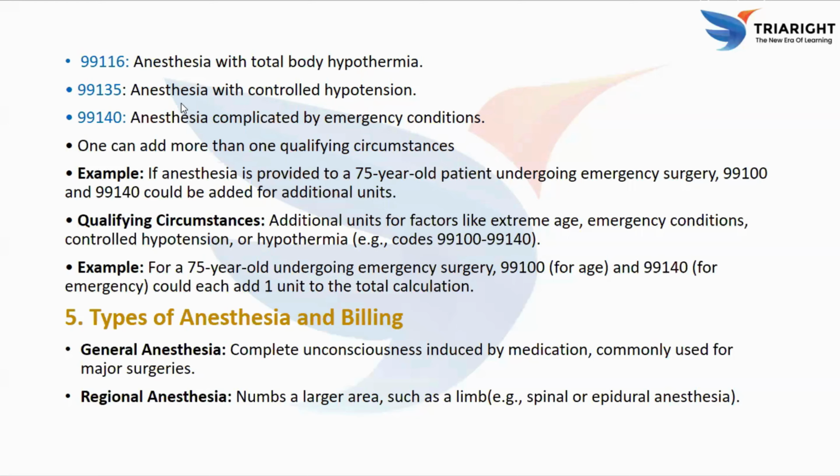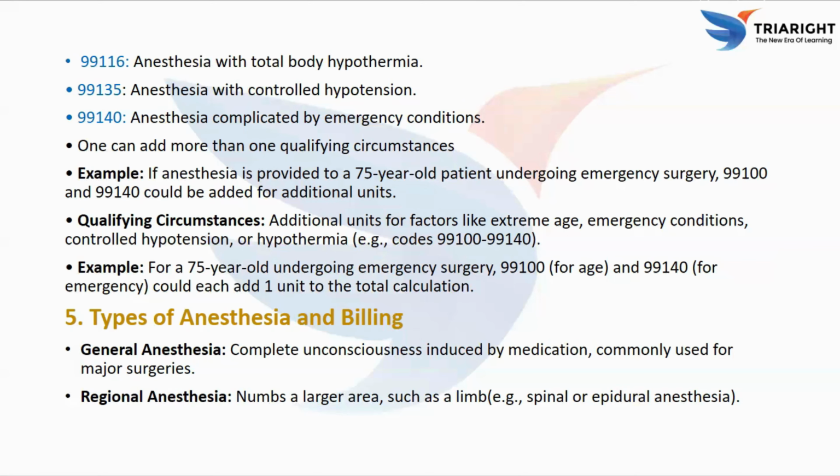And the 99135 code, anesthesia with controlled hypotension. In this case, the blood pressure is intentionally lowered to reduce bleeding. It improves surgical visibility, for example, ENT or spine surgery with controlled low blood pressure. 99140, anesthesia complicated by emergency conditions. This is used when surgery is an emergency, so there is no time for full preparation. The patient may be unstable. Example, a road traffic accident. It comes under emergency surgery.